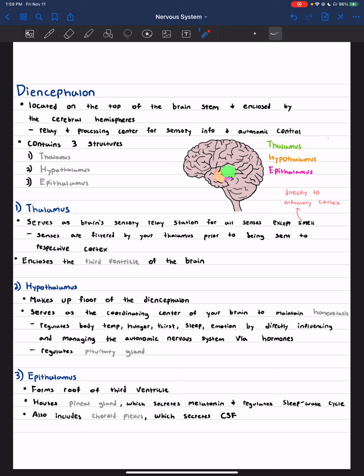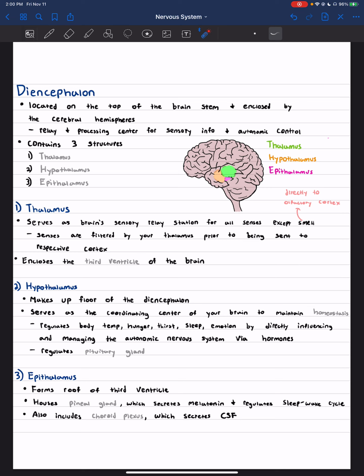Your thalamus serves as your brain's relay station for all sensory information except smell. Senses will be filtered by your thalamus prior to being sent to the respective cortex. Think of your thalamus as yet another checkpoint where sensory information first crosses the thalamus and your thalamus judges, is this worthy of going further for being processed? If it deems it so, it'll send it out to the respective cortexes. It kind of filters it out and organizes it.